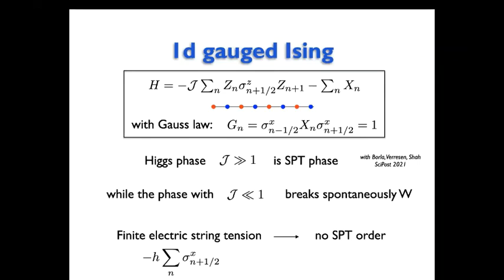However, since these are usual symmetries, breaking a symmetry, let's say this W symmetry, by adding tension to the strings, by adding this term into the Hamiltonian, immediately lifts your edge modes. They become gapped, as one expects for SPT phases protected by ordinary symmetries. Let's look at what happens in two dimensions.